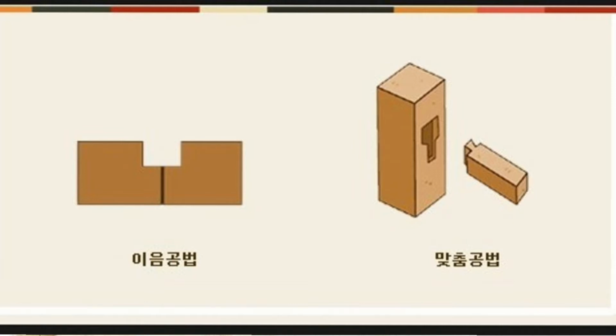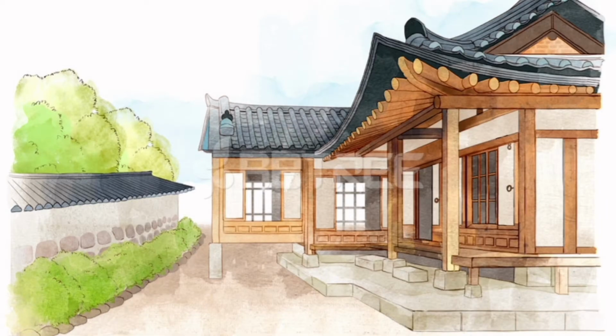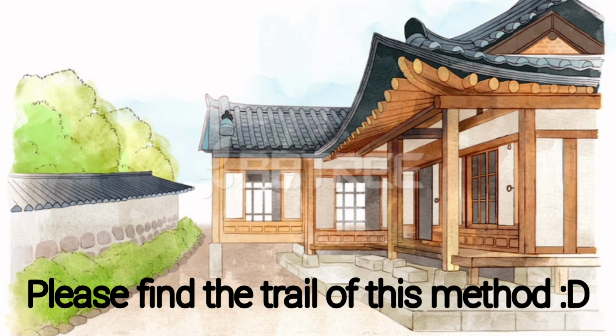The connection is also said as joint methods. It is easy if you understand it like a prefabricated house. Please follow the trail of this method.